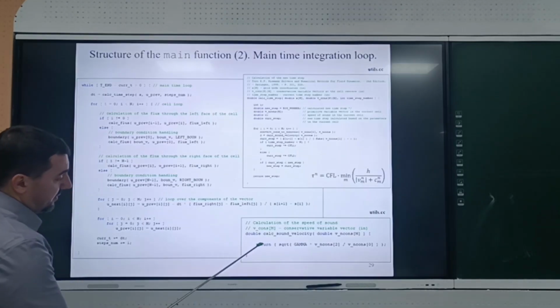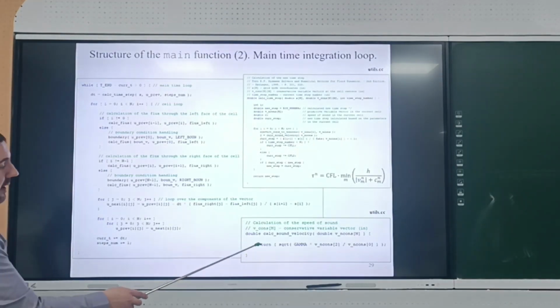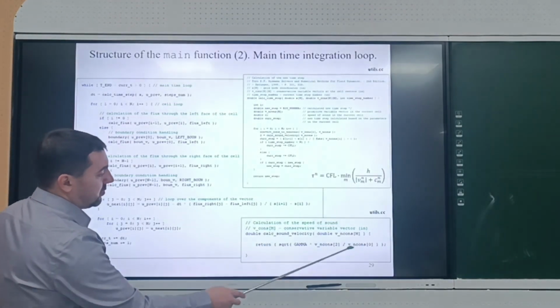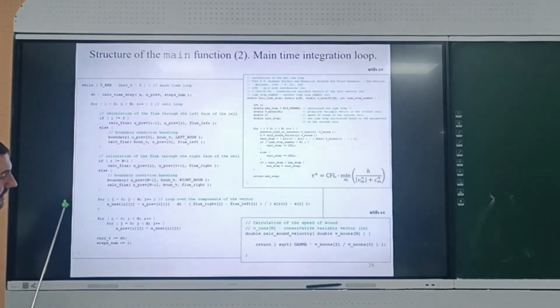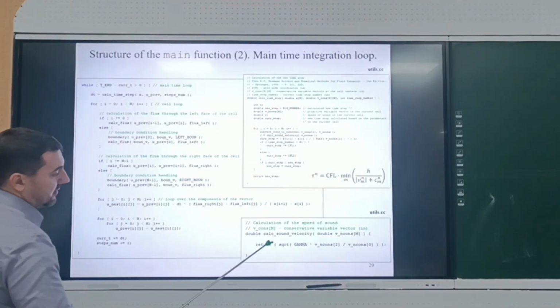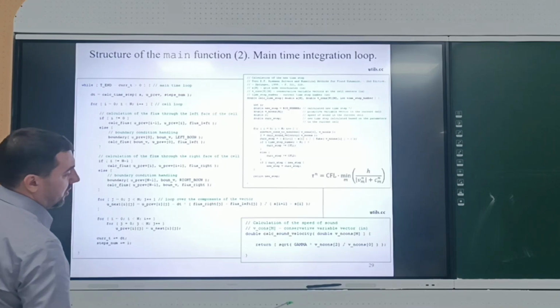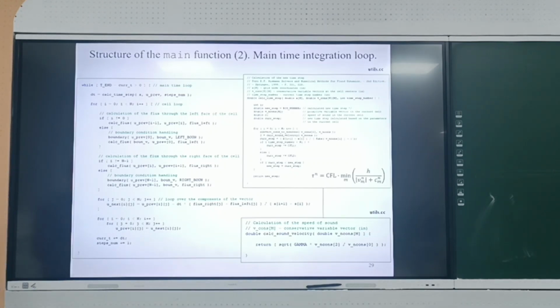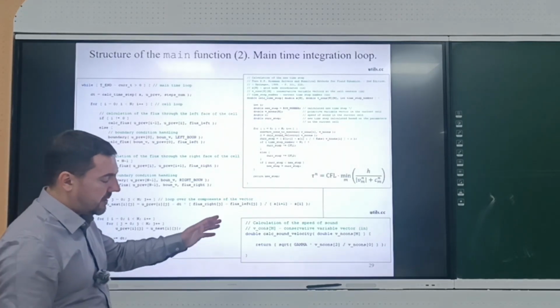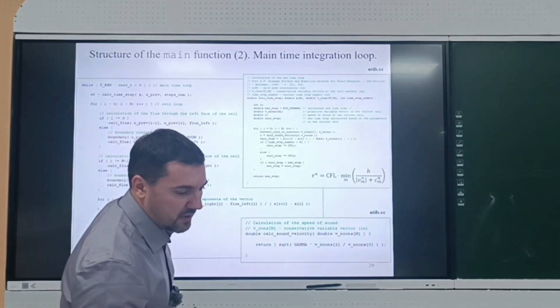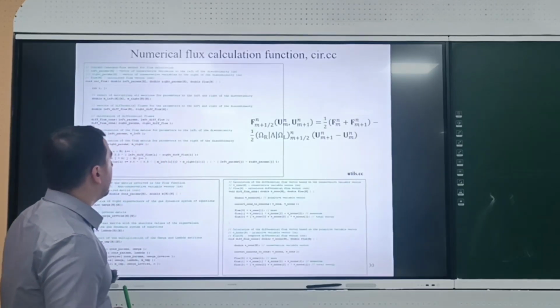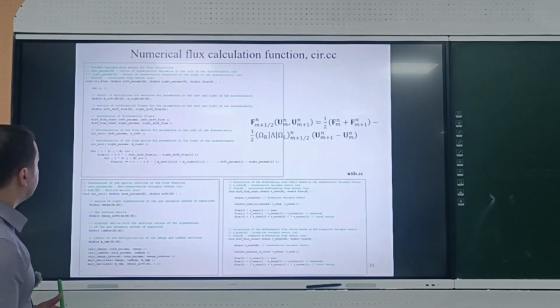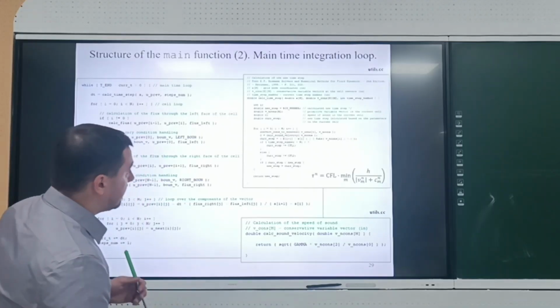Function to compute the speed of sound. For sure, it's very simple here, and maybe there is no need to use a separate function: square root of gamma p over rho. But for the case of, for example, a more complex equation of state or something like that, it's better to have a separate function to compute the speed of sound. And okay, so this is the general structure of the cycle over the cells.